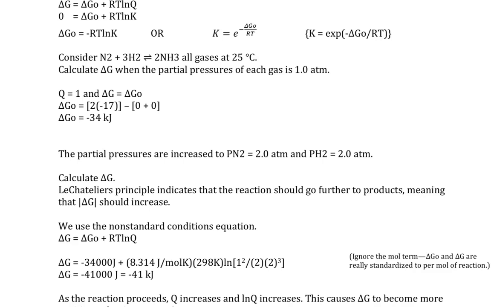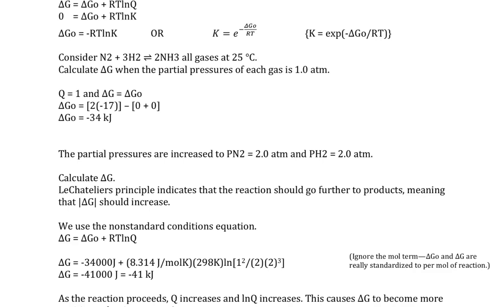So now we have the same reaction, but the partial pressures of the N2 and the H2 are increased to 2.0 atmospheres. So we have 2 atmosphere N2 plus 2 atmosphere H2 reacting to produce ammonia at 1 atmosphere. So now we're calculating delta G. Now we will use that equation that's still at the top of the screen.